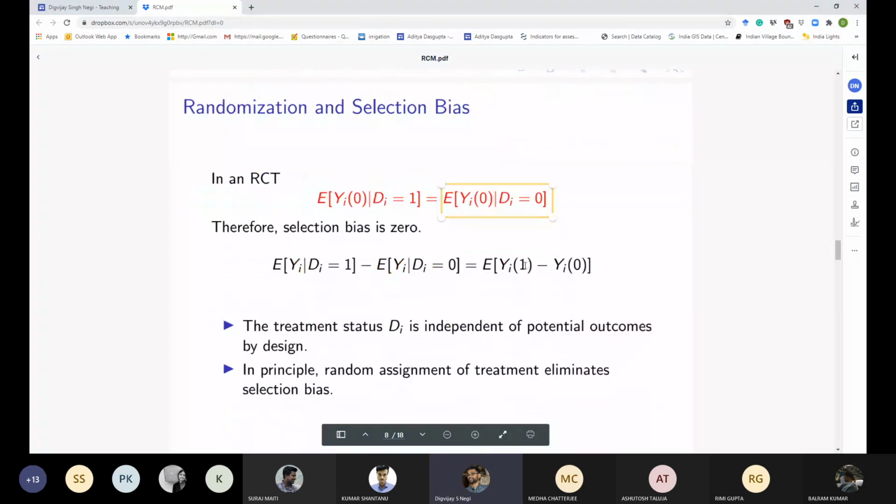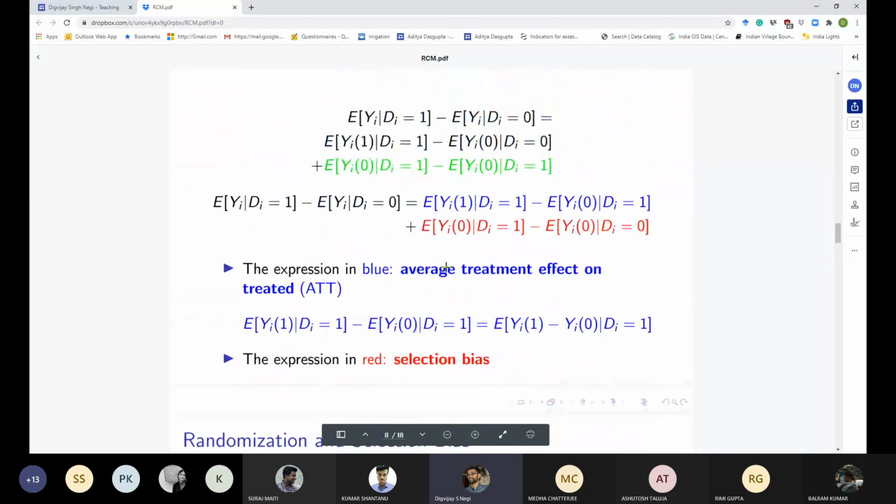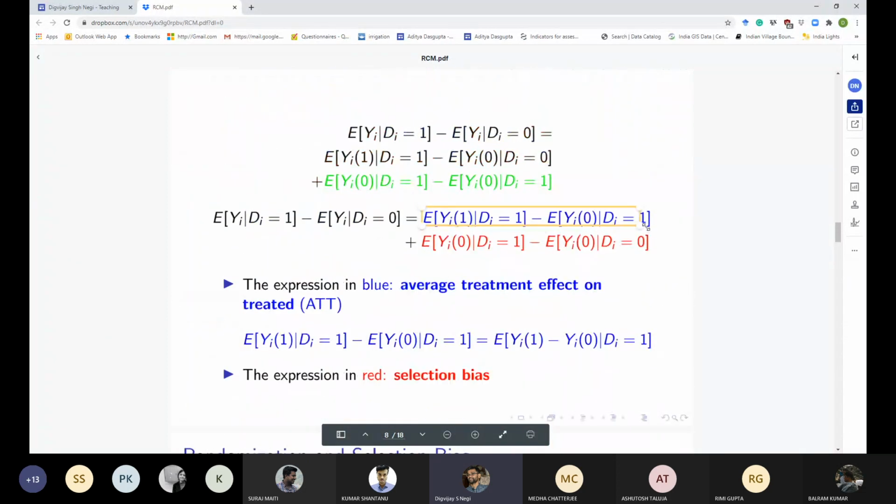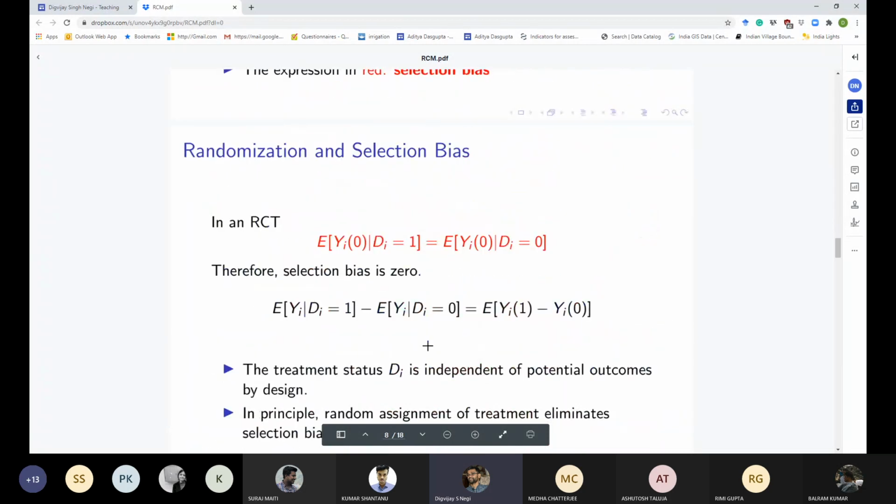This object would be 0, and in that case you can see that the ATT would be the ATE. ATE is the average treatment effect. Actually, the average treatment effect is a very simple thing. It is the difference in the averages of the observed outcomes of the treated group and the control group. Very simple.